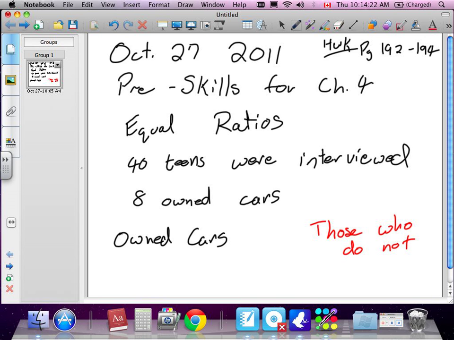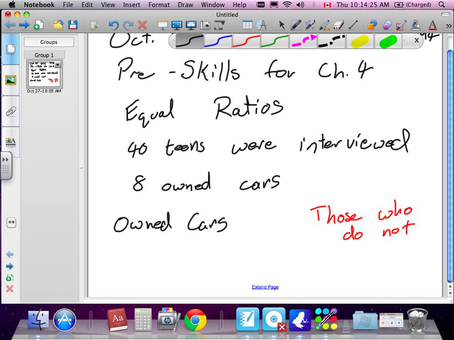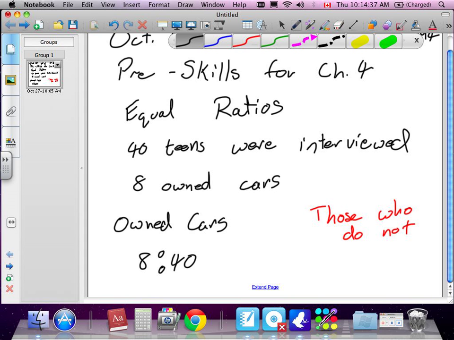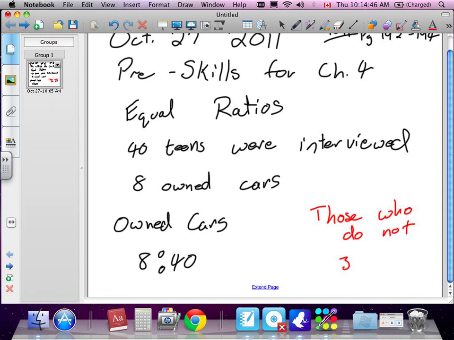So, what would the ratio be for the amount of people that own cars to the amount that was interviewed? 8 to 40. Good. What about for the amount that don't own cars to those who are interviewed? Yes, 32 to 40. So we have 2 ratios from the information they've given us. Those are those who don't own cars.